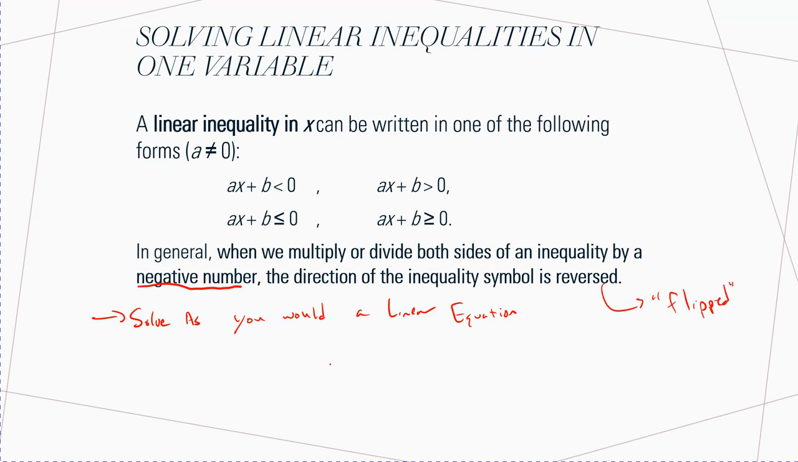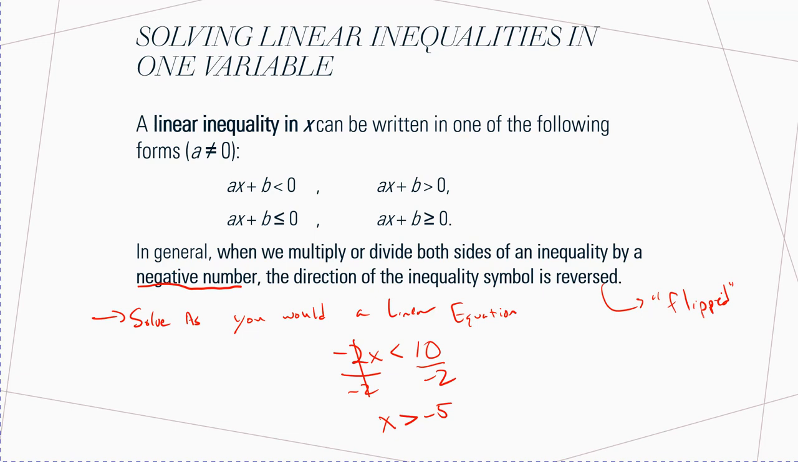Like for example, if you see something like this, minus 2x is less than 10. When you go to solve this and divide by a negative number here, those cancel out. Well, I divided by a negative, so this needs to flip, and x is going to be greater than 10 divided by negative 2, which is negative 5. So that's the only thing you have to remember when you go to solve inequalities here.